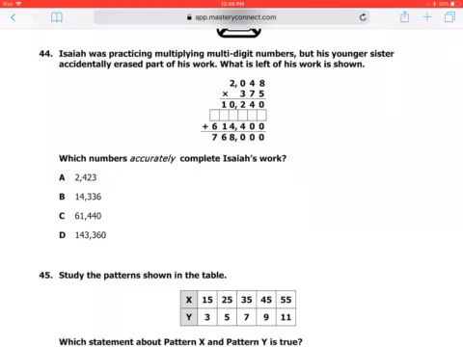44. Isaiah was practicing multiplying multi-digit numbers, but his younger sister accidentally erased part of his answer. What is left of his work is shown. Which numbers accurately complete Isaiah's work?